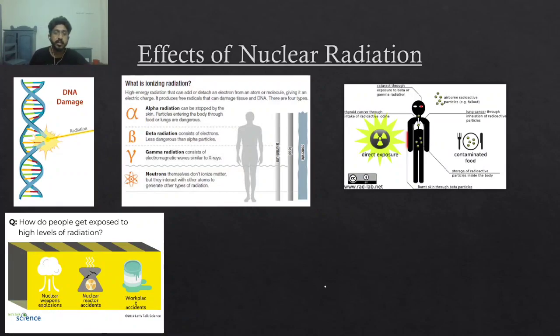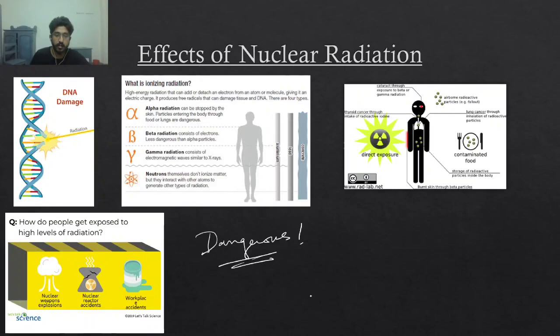Now, the effect of nuclear radiation. This nuclear radiation is very dangerous. In fact, this radiation causes damage to our DNA. The alpha radiation can be stopped by the skin, but the particles entering the body through food or lungs or dust are obviously dangerous.